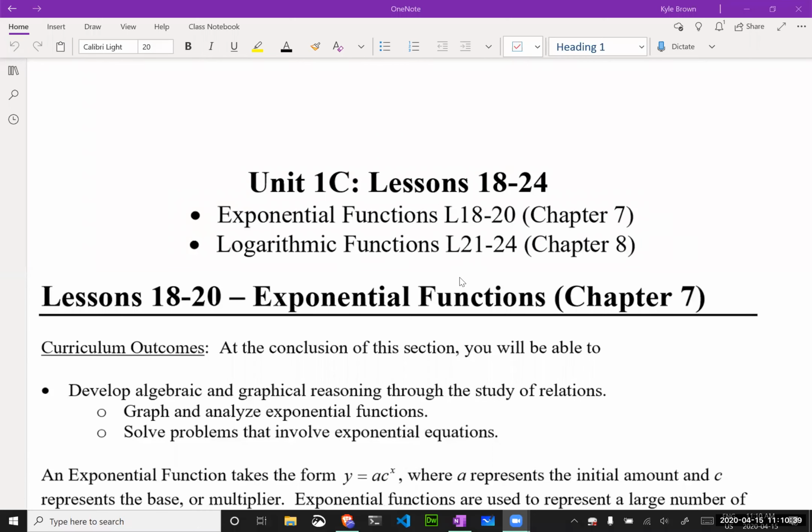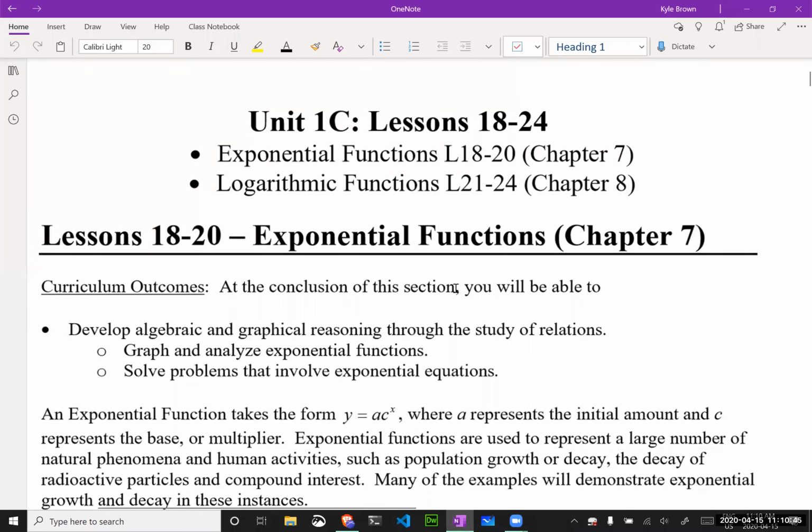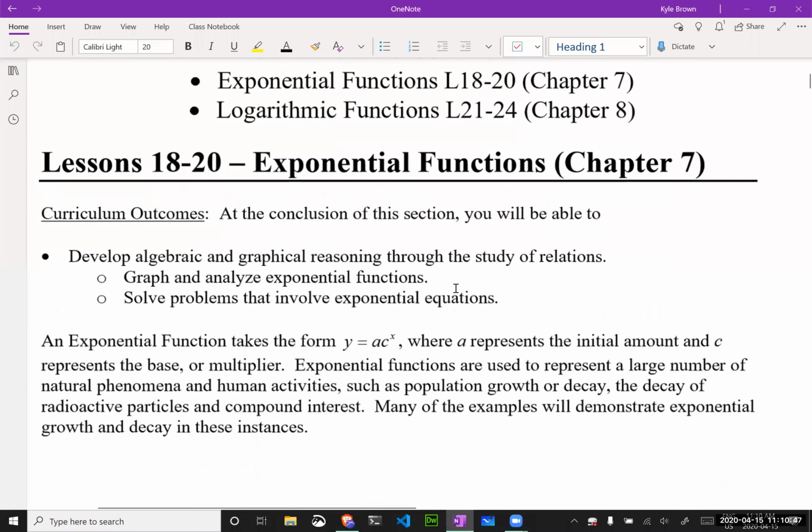Okay. Lesson 18 to 20. So this is lesson 18. So exponential functions.